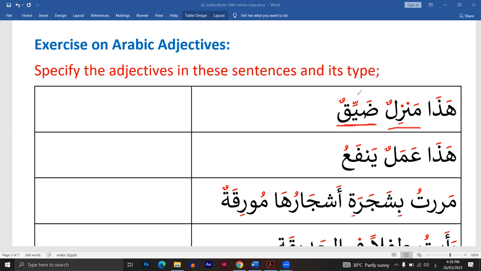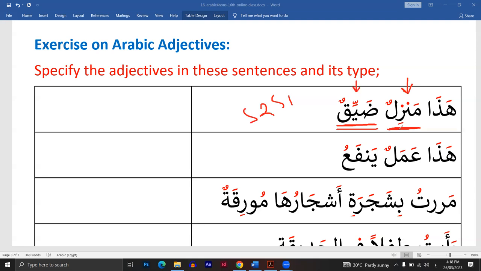Okay, and can you please name these four aspects? Manzil is without al. Sorry, I forgot the name. Nakira, I think. Yes, nakira, indefinite. And manzil is indefinite, and also dayiq is indefinite. This is number one. Number two? It is mufrad. I mean, both are singular. Yes, both are singular. This is number two. This one is singular, and also the adjective is singular.